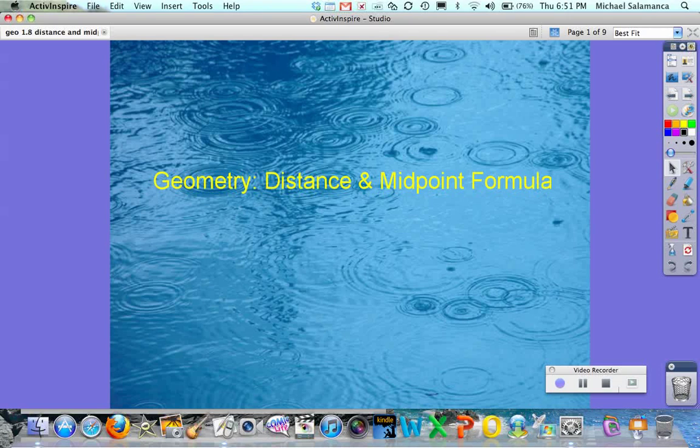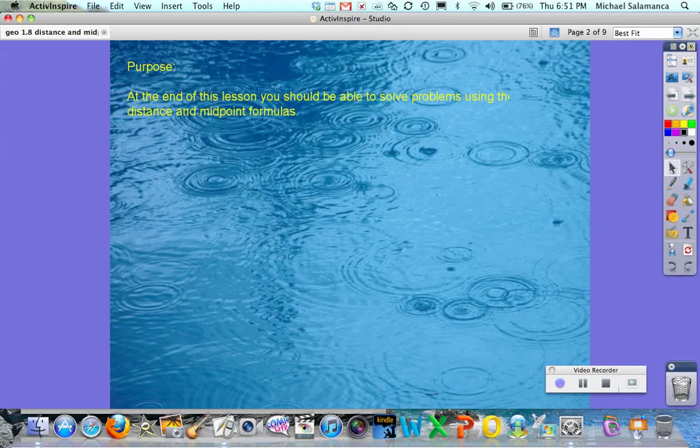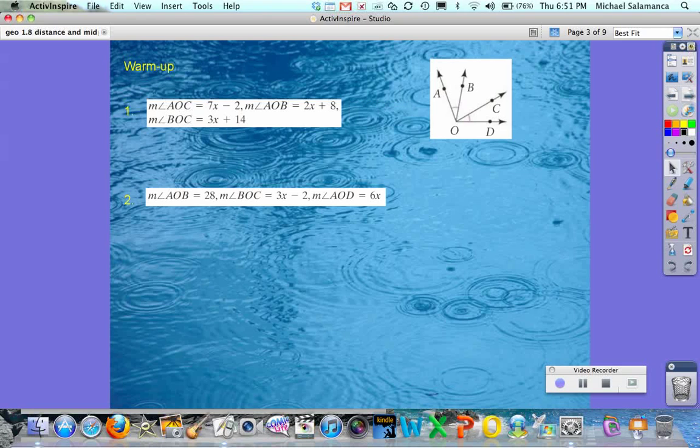Hello students, today in your geometry class you're going to be working on the distance and midpoint formula. So at the end of this lesson, you should be able to solve problems using the distance and midpoint formulas. A couple quick warm-up problems. This would be a really good time for you to pause your screen and try solving these problems. Hopefully you've paused your screen and you're now coming back to check the answers.